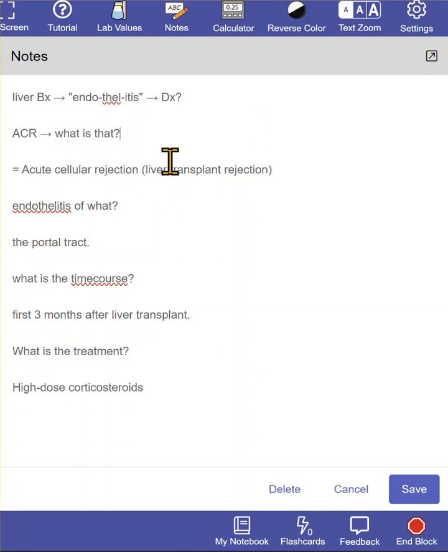So what is ACR? On liver biopsy, ACR will show endothelitis, and ACR is acute cellular rejection. So I'm going to put a key here, simple: acute cellular rejection, liver transplant rejection. So endothelitis of what? It's the portal tract. What does the portal tract do? It takes blood.